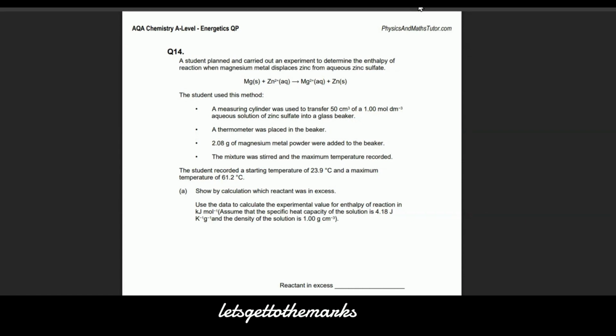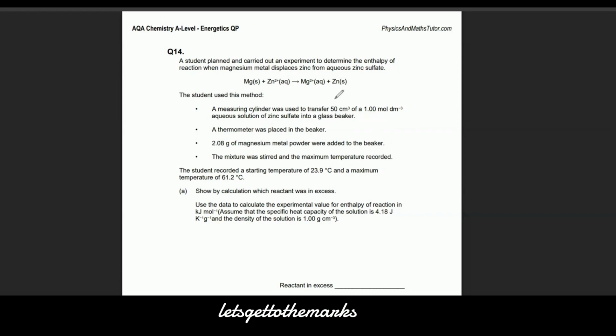Question 14. A student planned and carried out an experiment to determine the enthalpy of reaction when magnesium metal displaces zinc from aqueous zinc sulfate. So we've got an equation here: magnesium plus zinc ions, obviously from the zinc sulfate solution, and the magnesium is displacing the zinc ion. So you're ending up with magnesium sulfate and zinc metal being displaced. The student used this method. A measuring cylinder was used to transfer 50 cm cubed of a 1 mol dm^-3 aqueous solution of zinc sulfate.